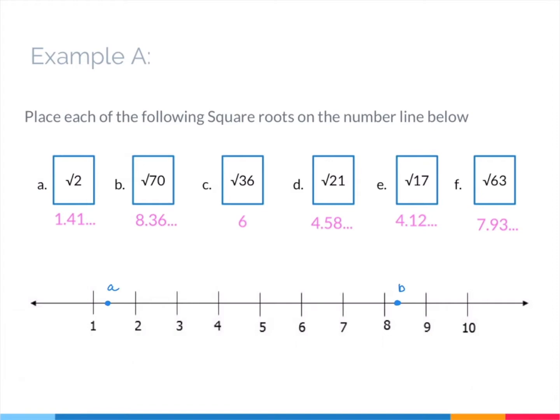The square root of 36 is 6. I can put that right at the 6 and label that C. 4.58 is between 4 and 5, a little bit past the 4.5 mark. So I'm going to put a dot there and call that D.